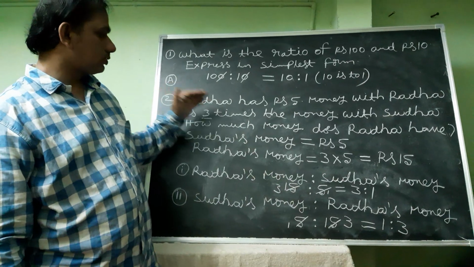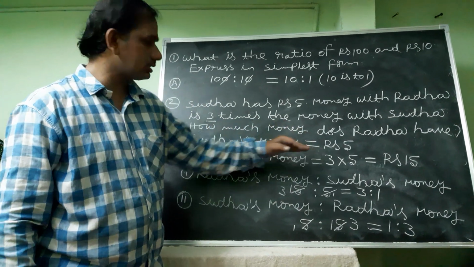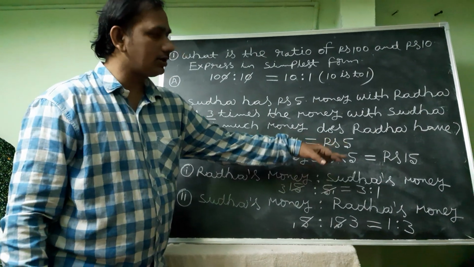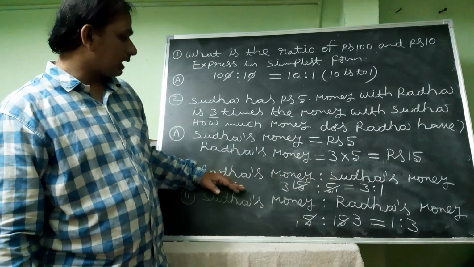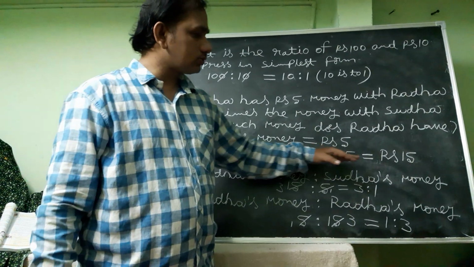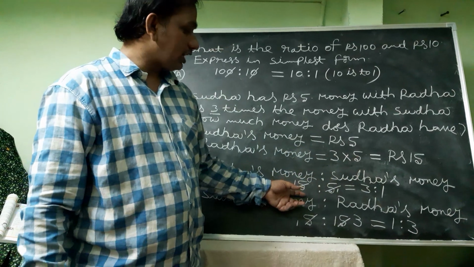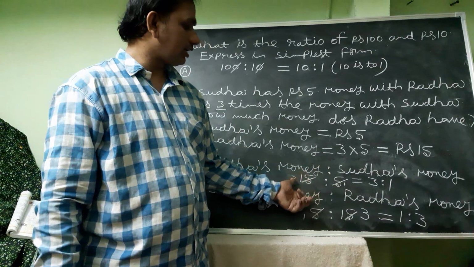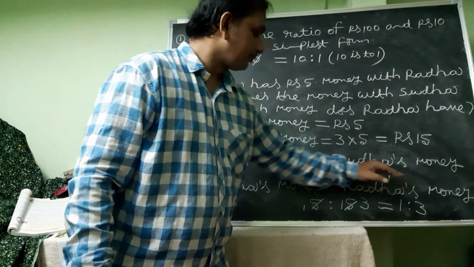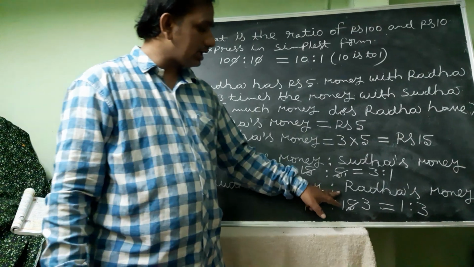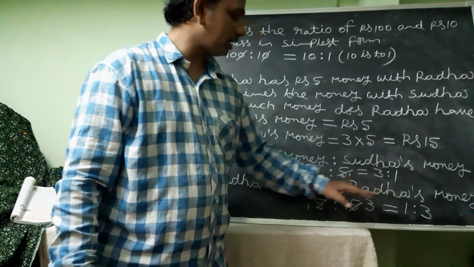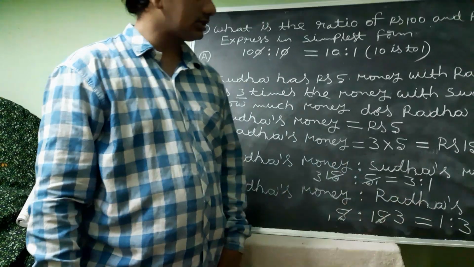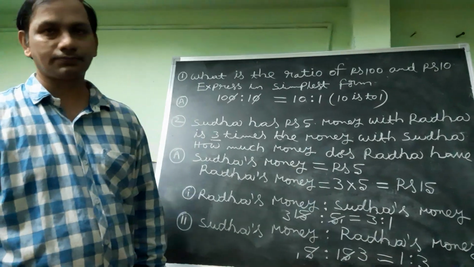So Sudha's money is to Radha's money equal to 1 is to 3. Here Sudha's money equals 5 rupees. Radha's money equals 3 times, that means 3 into 5 equals 15 rupees. So the ratio of Radha's money to Sudha's money is 15 is to 5. Cancellation, 3 is to 1. Similarly, Sudha's money is to Radha's money, reverse: 5 is to 15, 1 is to 3. So the answer is 1 is to 3.